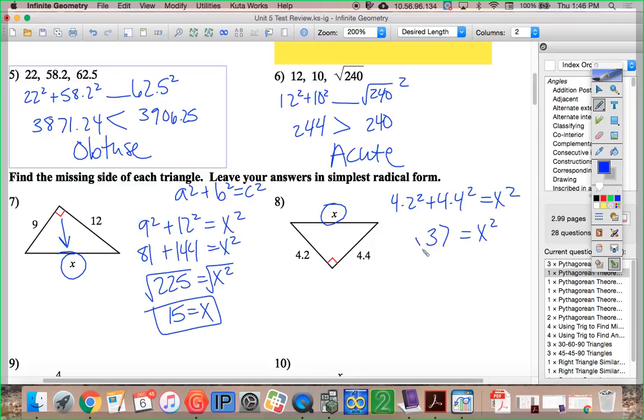So then you take the square root of both sides. Now if you take the square root of 37, you get 6.08. So tomorrow on the test, I'm going to have you just put like x equals 6, because I'm going to have you round to the nearest whole number. But on this one, since it says simplest radical form, this is actually the correct answer.